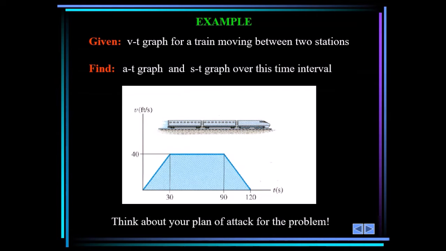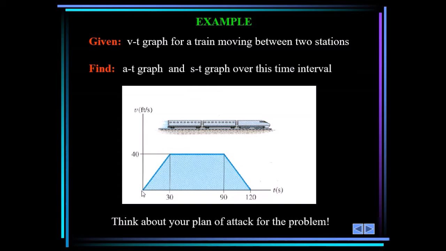So let's go through an example problem. In this problem here, we have a train. They tell us the train is moving between two stations. They give us a velocity time graph for this train moving. You can see on the x-axis we have time in seconds. On the y-axis we have velocity in units of feet per second here.